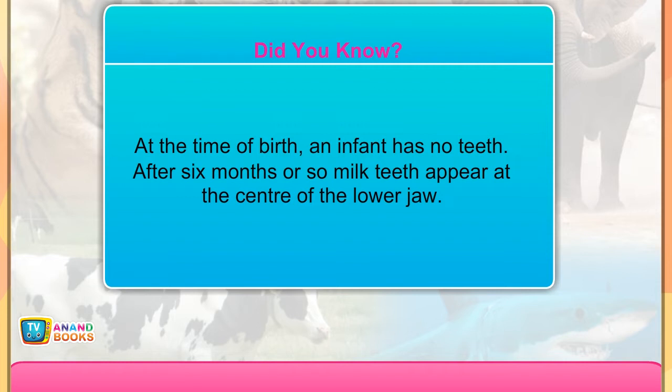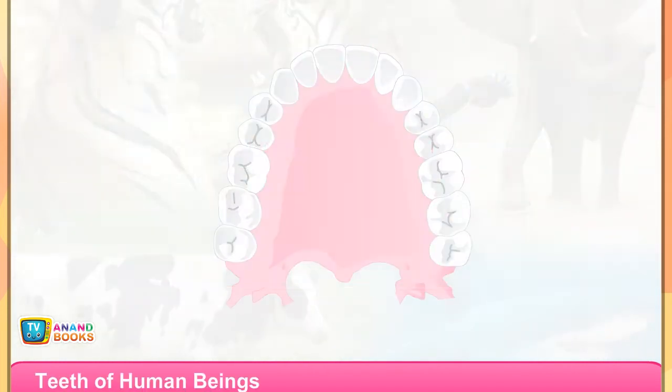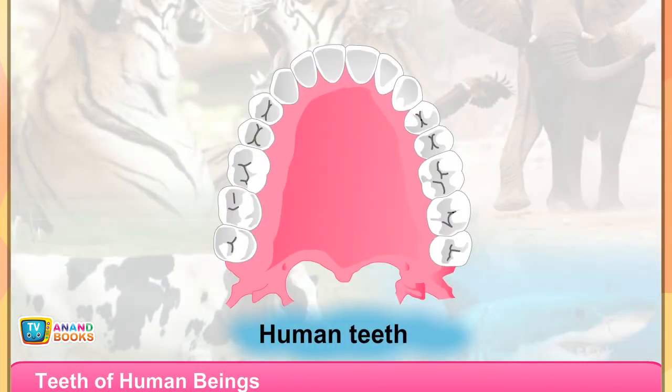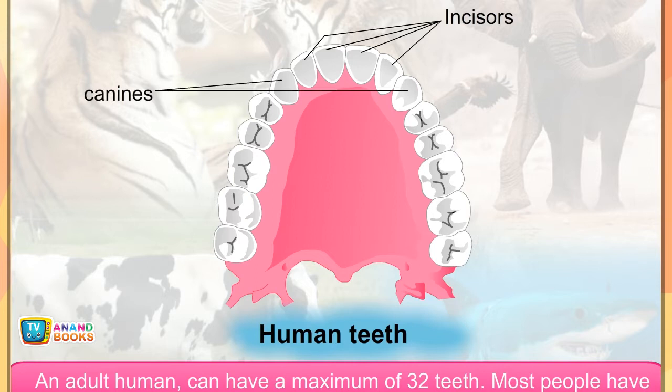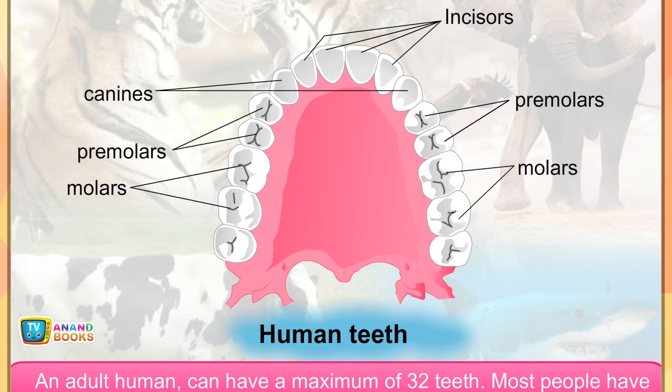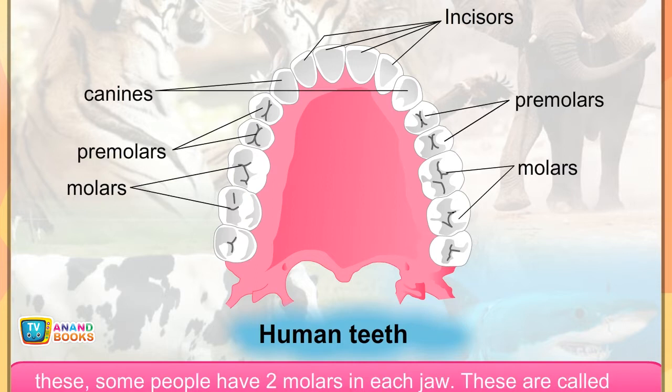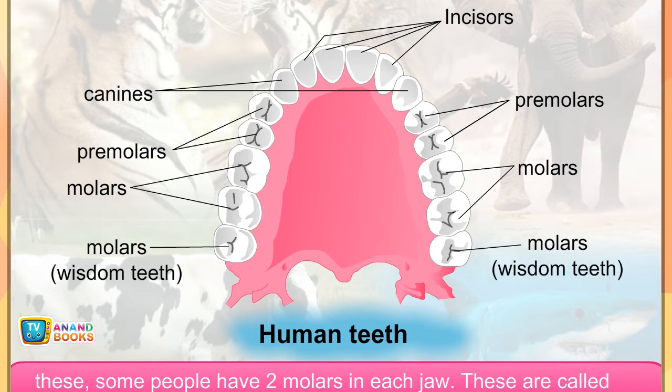After 6 months or so, milk teeth appear at the center of the lower jaw. Teeth of human beings. An adult human can have a maximum of 32 teeth. Most people have 8 incisors, 4 canines, 8 premolars and 8 molars. Apart from these, some people have 2 molars in each jaw. These are called wisdom teeth.